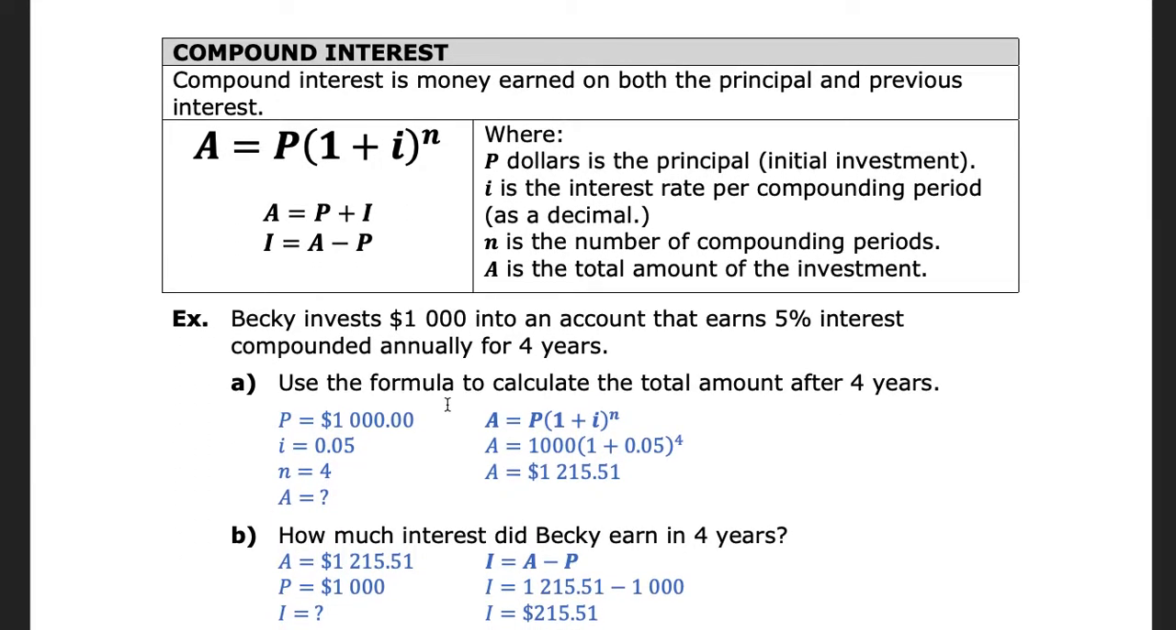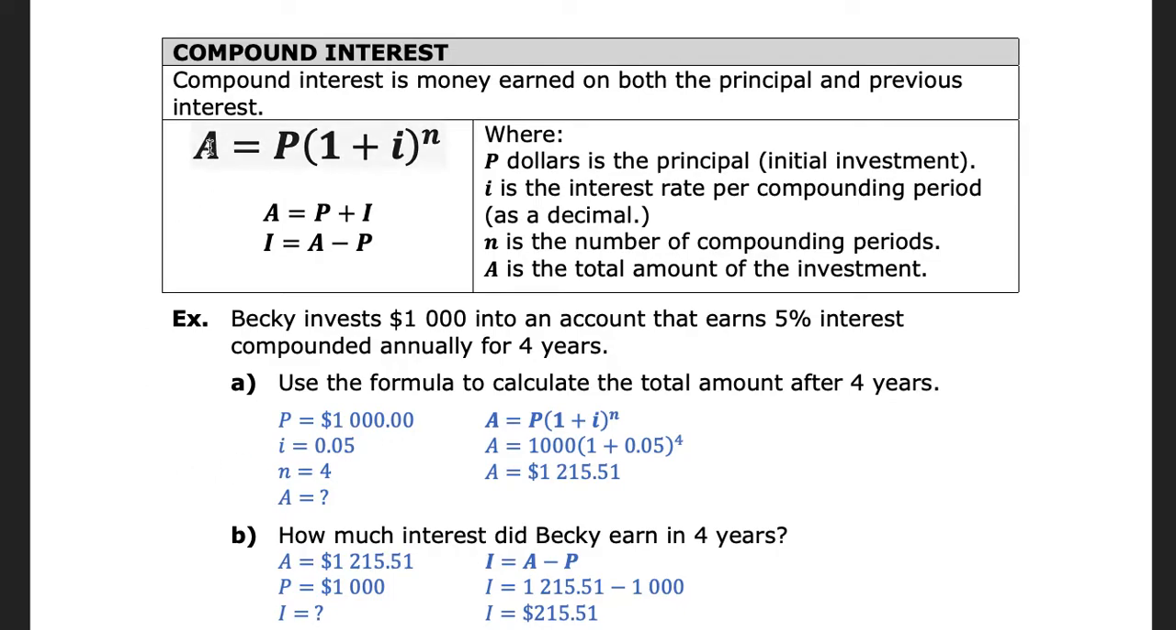Next, looking at compound interest. Compound interest is money earned on both the principal and previous interest. So the interest that is accumulated throughout the process is being used in the calculation for future interest. This will be later illustrated in a spreadsheet.